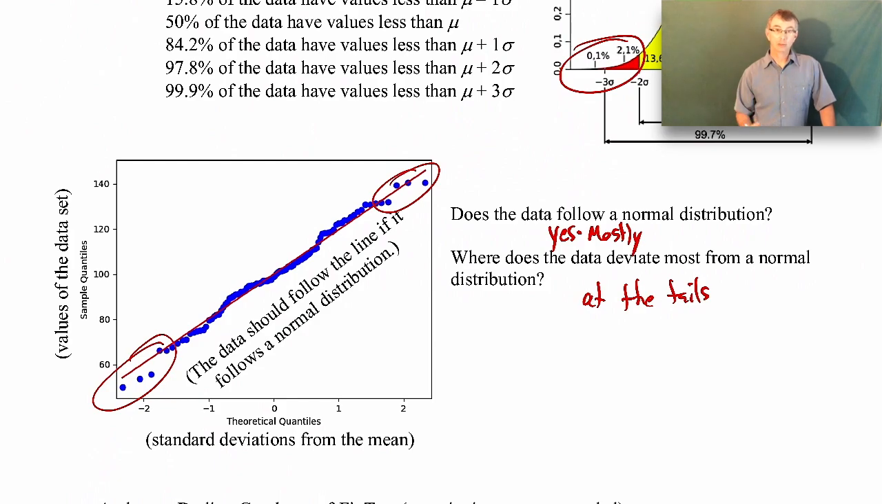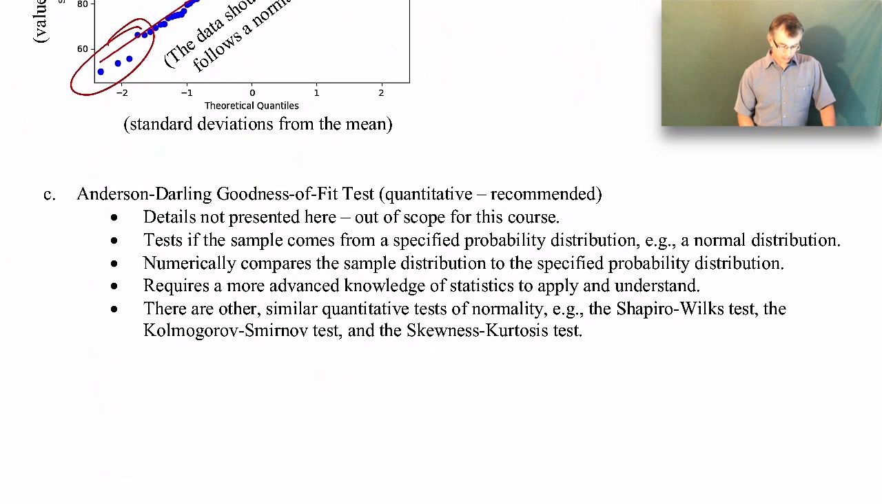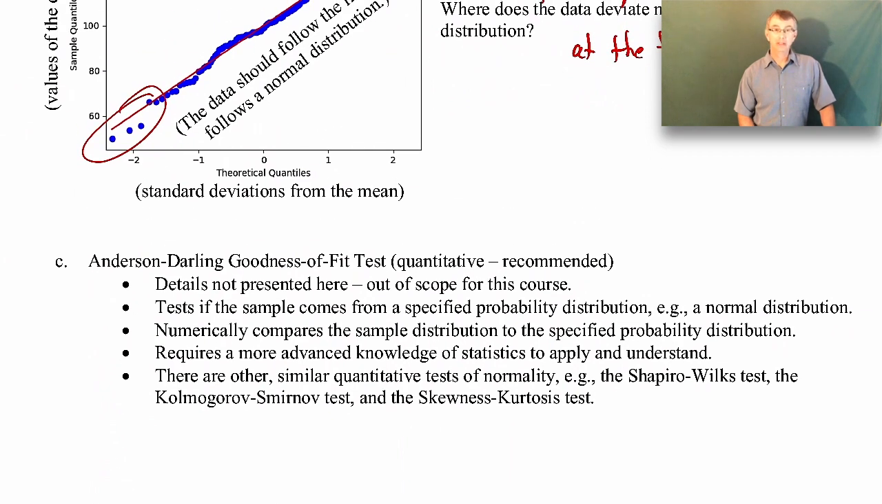You still have to make a judgment call, but it might be an easier judgment call. The last way you can do it is to use what's called a goodness of fit test. There are a variety of these. These are quantitative assessments. If you really want to know for sure whether your data follows a normal distribution or not, these are the tests to perform.